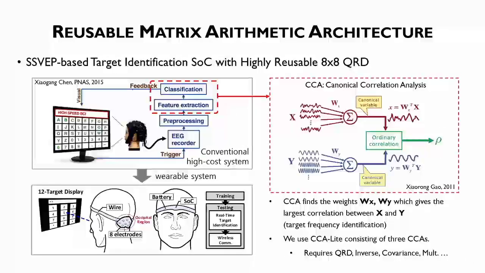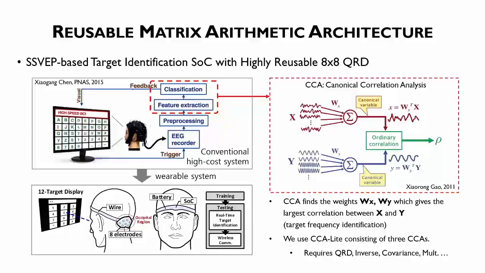Now, I'd like to introduce our ongoing work. We are going to improve the classification accuracy significantly using 8-channel SSVEP. It makes a huge increase in computational complexity, and additional huge matrix operations such as the QR decomposition, inverse matrix, covariance matrix, or matrix multiplications should be performed on the wearable device.